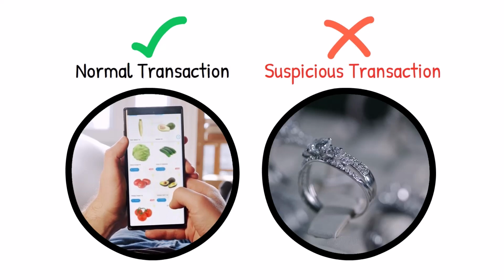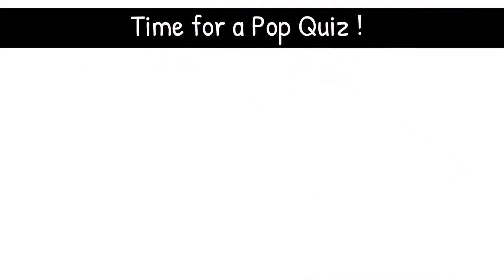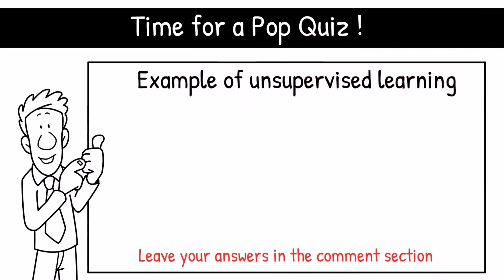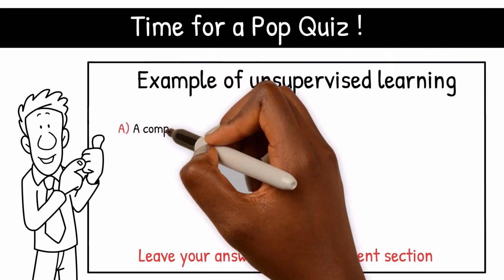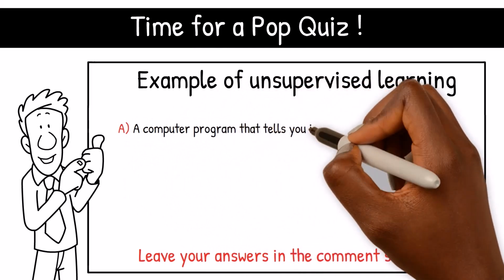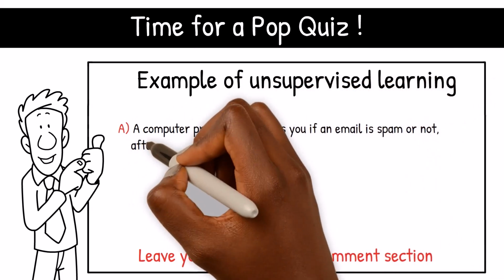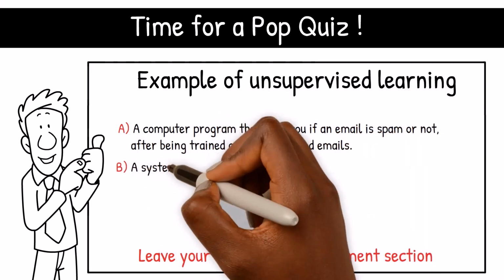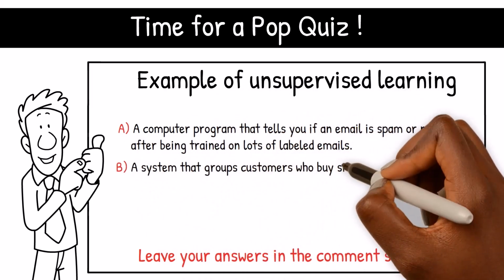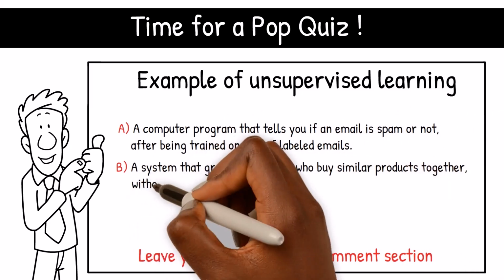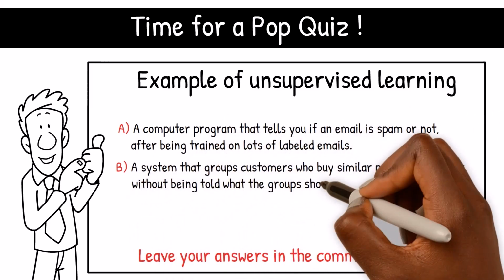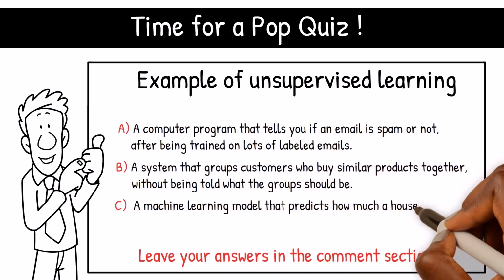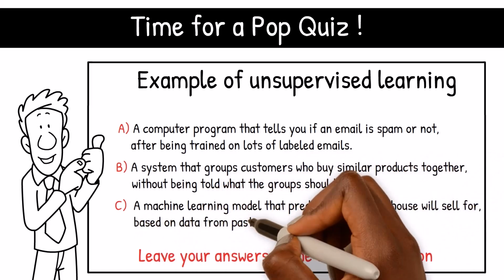This looks fishy. Time for a pop quiz. Which of the following scenarios is an example of unsupervised learning? A, a computer program that tells you if an email is spam or not, after being trained on lots of labeled emails. B, a system that groups customers who buy similar products together without being told what the groups should be. And C, a machine learning model that predicts how much a house will sell for based on data from past house sales.